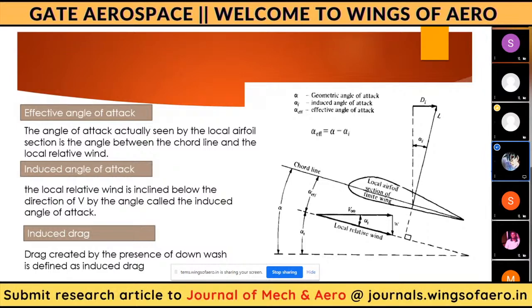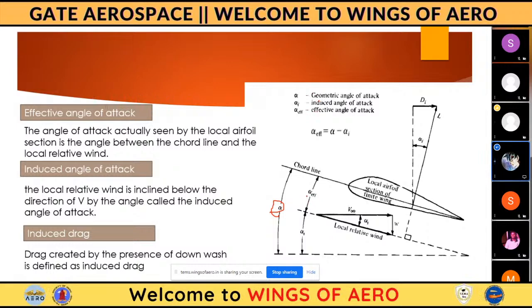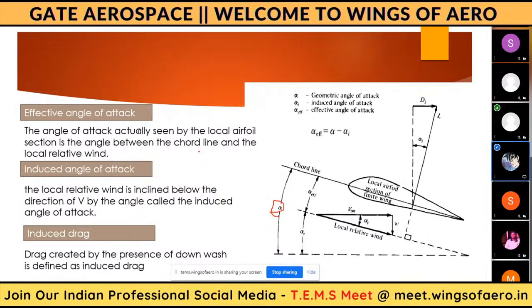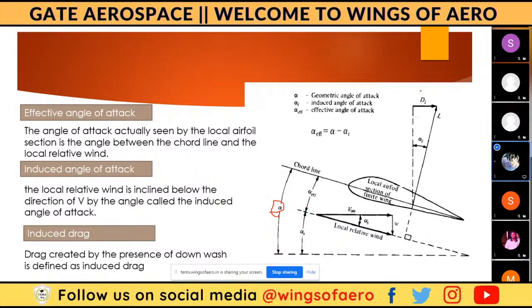Then here we can see the aerofoil section. The aerofoil is at an angle of attack alpha. This alpha is called the geometrical angle of attack. This geometrical angle of attack is a combination of the effective angle of attack and the induced angle of attack. The effective angle of attack is the angle between the chord line and the local relative wind.